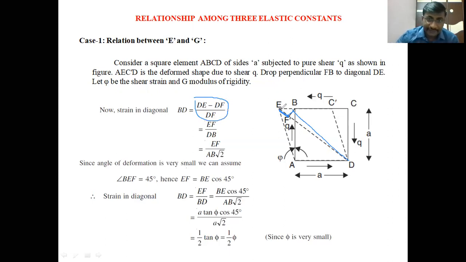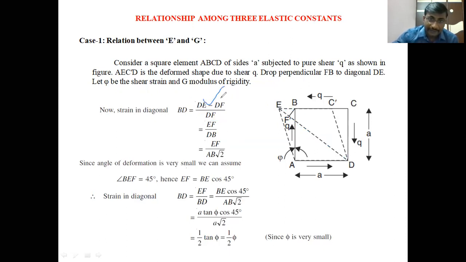Change in length is EF. That is, the change in length is EF, which is DE minus DF. DE minus DF is the change in length. This much of the change in length is divided by the initial length. What is the initial length? Initial length is DF.